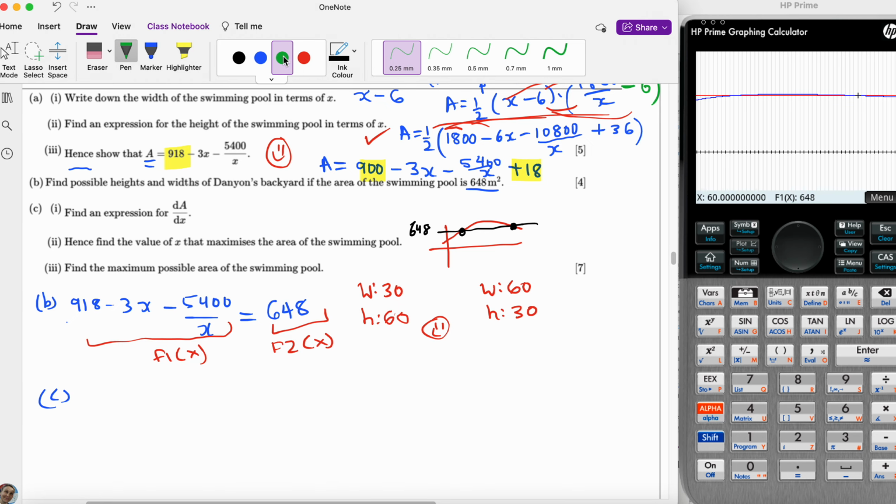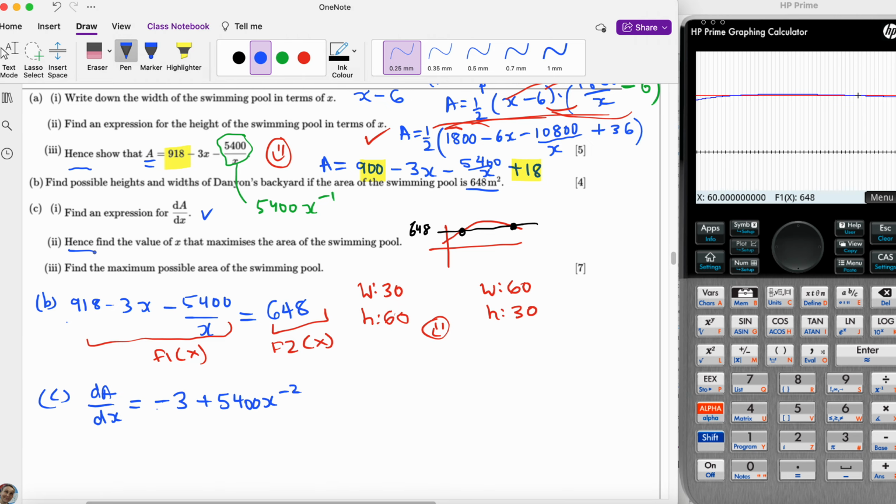Okay, so again, before I take the derivative, I am just going to pull this up right here, because people forget and then they differentiate and whatever. Anyway, so dA over dx, and then 918, remember constant, gone, minus 3x, this is going to be minus 3, and then this is going to be minus. When you drop the minus, that is going to turn into a plus 5400 x to the minus 2. Done.